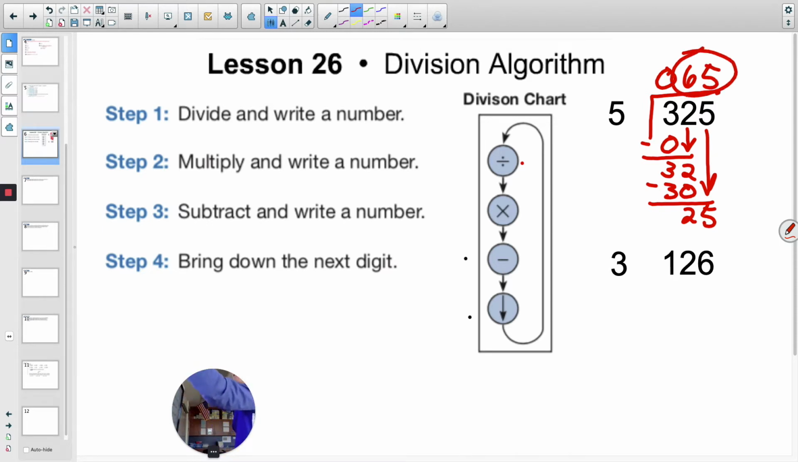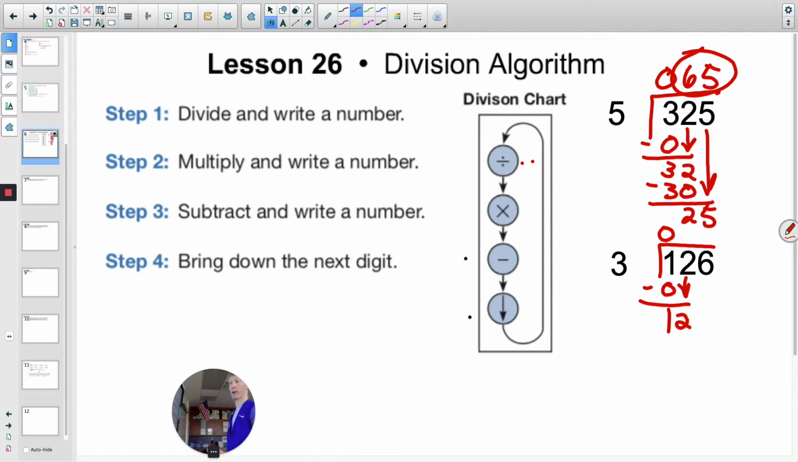All right, we'll do one more example. 126 divided by 3. So first step, divide. 0. Multiply. Subtract. Bring it on down. Bring it on back.